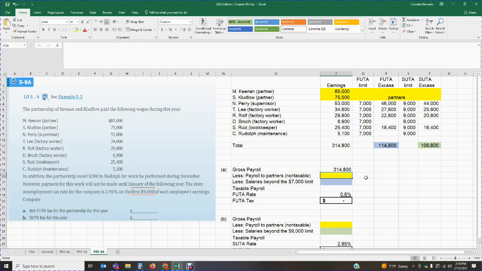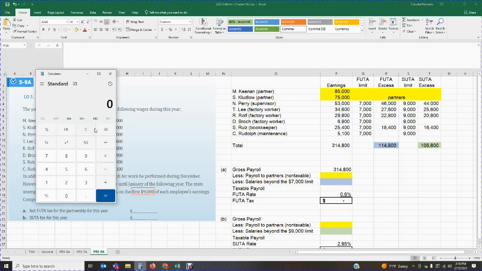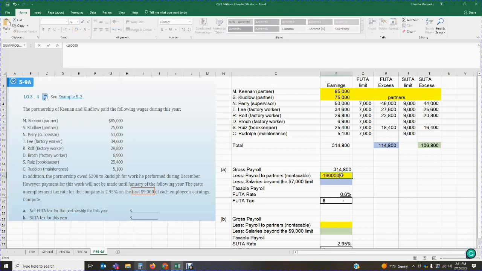Now, I need to deduct the payroll to my partners because that is non-taxable. Any wages earned by my employees that are for my partners is not taxable. So I need to deduct that because I'm not going to pay any taxes on my partner's wages, and that means that Keenan earned 85,000 and Klutlo earned 75,000. So that means that $160,000 are not taxable for FUTA and SUTA tax purposes. We do not pay taxes for FUTA and SUTA on partners.